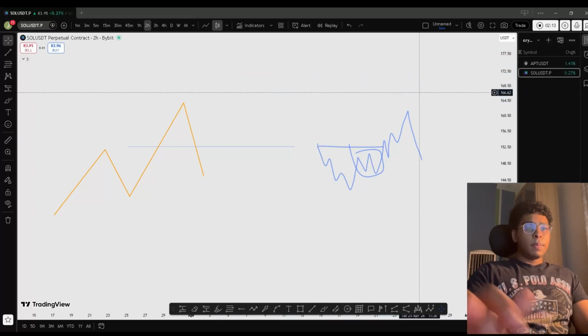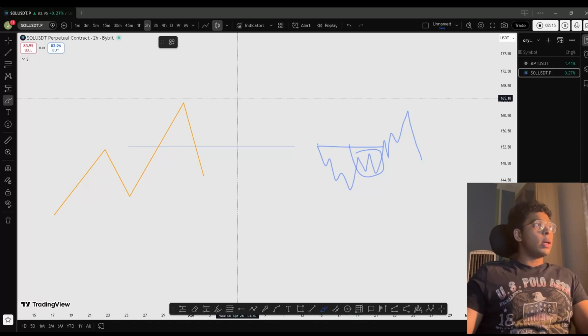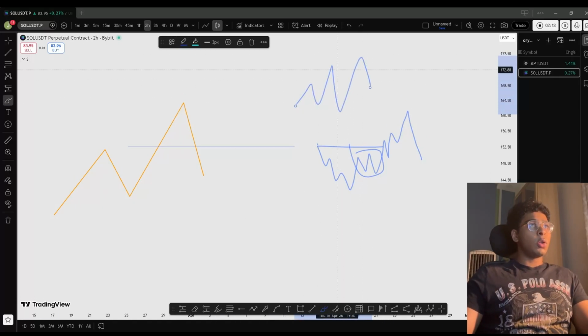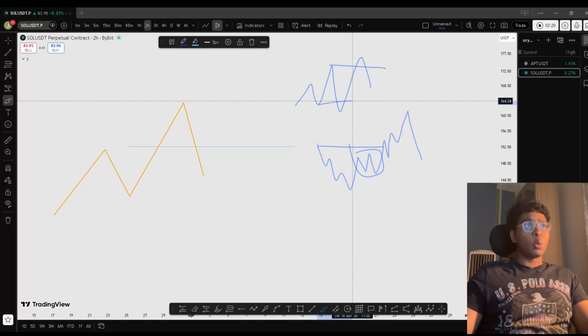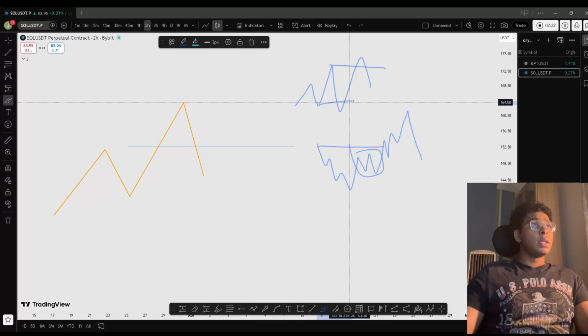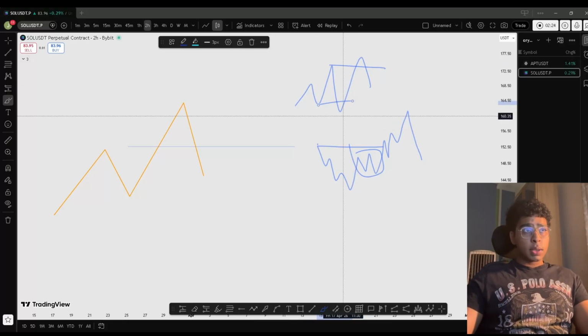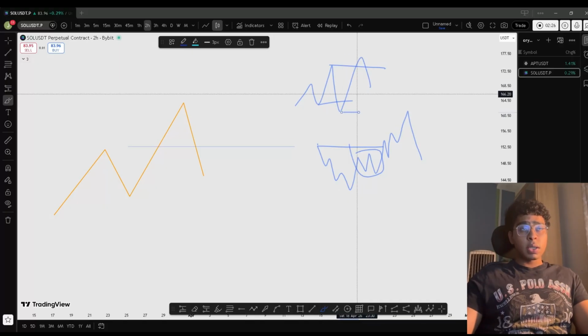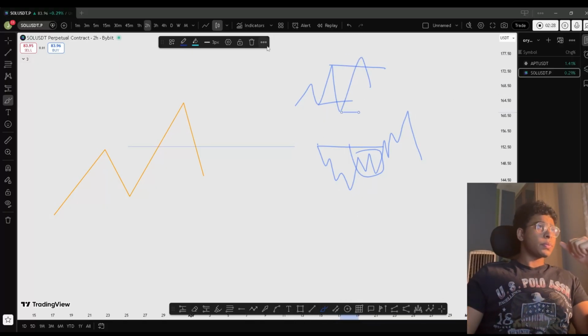So this area of demand is a stronger area of demand. You know why? Because this is sweeping some liquidity. This area of demand is sweeping liquidity. So we consider this as a strong area of demand, and this is valid for your buys.